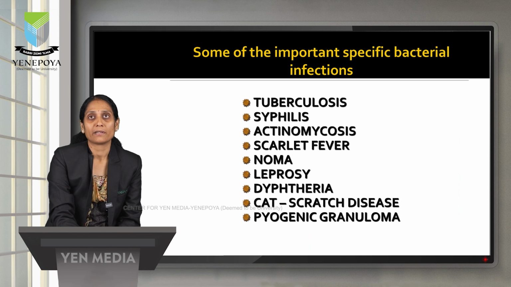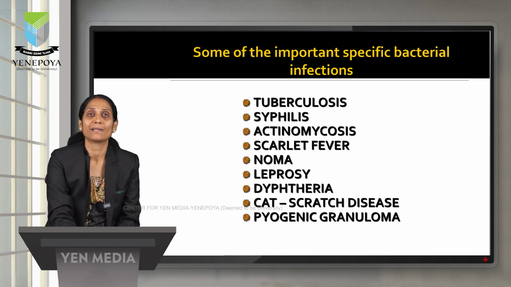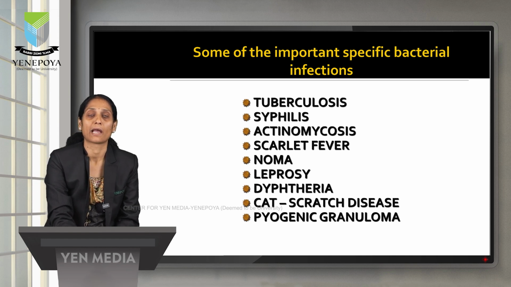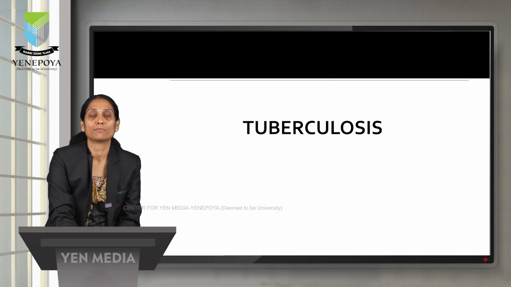These are some bacterial infections which are very commonly seen in the oral cavity, causing oral manifestations, which include tuberculosis, syphilis, actinomycosis, scarlet fever, leprosy, diphtheria, and cat scratch disease. So the topic for today will be tuberculosis.